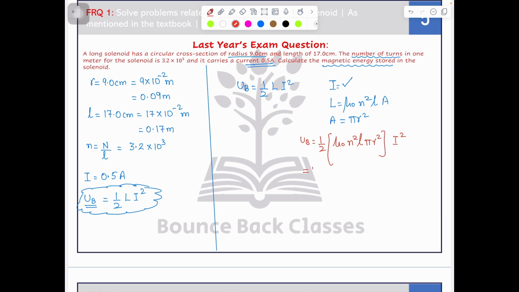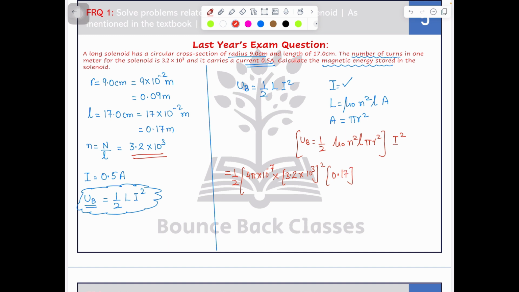So place all their values. Half, what is mu naught? 4 pi times 10 raised to power negative 7. Clear? N square, what is the value of N? N is this much, 3.2 multiply 10 raised to power 3 square. Okay, first of all, cut this value and put it here. Okay, come here. Clear? Okay, now what we need to do, N square L is your 0.17 multiply 0.17.